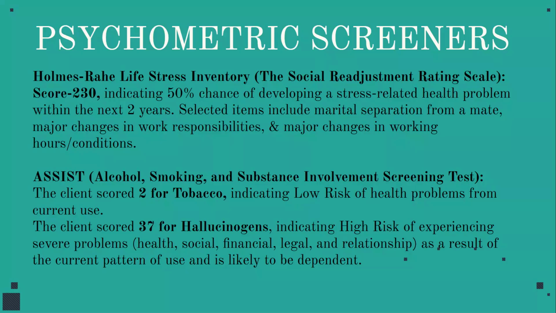The ASSIST, which is the Alcohol, Smoking, and Substance Involvement Screening Test. The client scored 2 for tobacco, really low. He did use tobacco ceremonially, listed in his ASAM assessment, which is indicated here in this screener as well and validated, and then scored a 37 for hallucinogens, indicating really high risk of experiencing severe problems as a result of the current pattern.